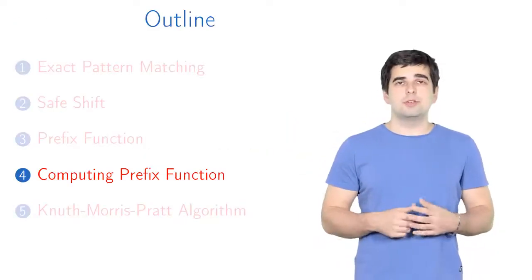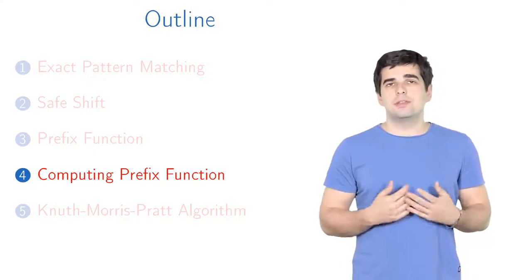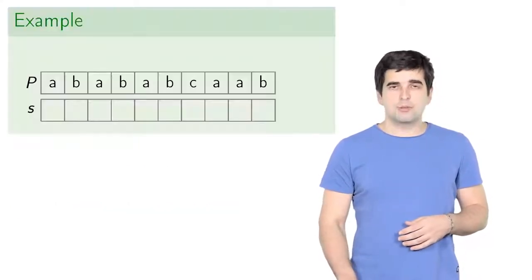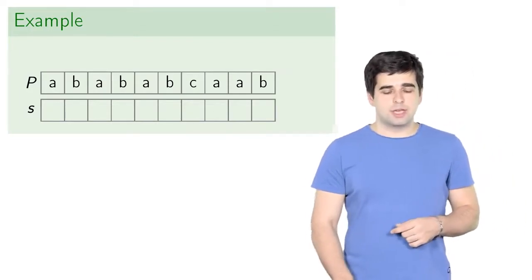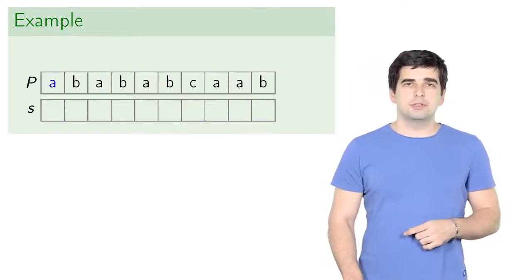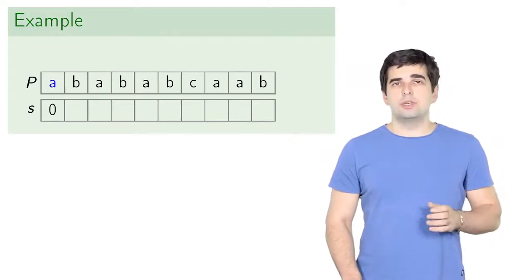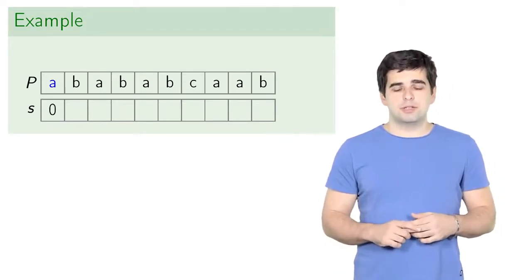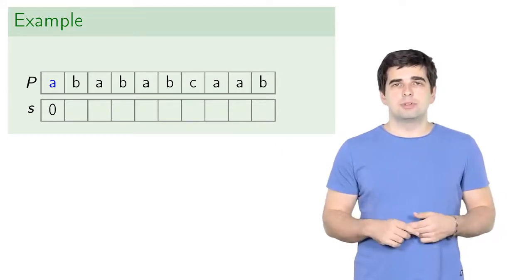Hi, in this video you will learn how to compute all the values of the prefix function in an efficient way. We start with an example. We're given a pattern p and we want to compute its prefix function s. We start with position 0 and we fill in 0, and s of 0 is always 0 because the prefix of the pattern ending in position 0 has length 1 and has no non-empty borders.